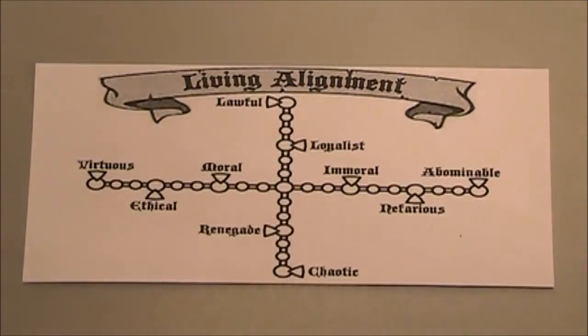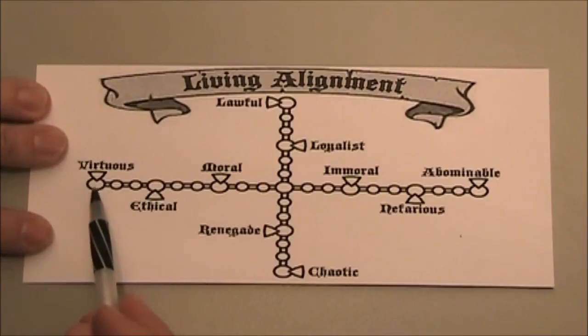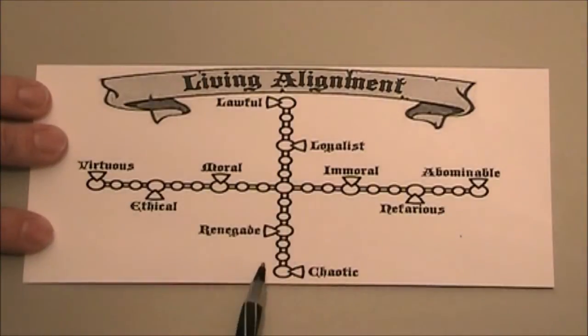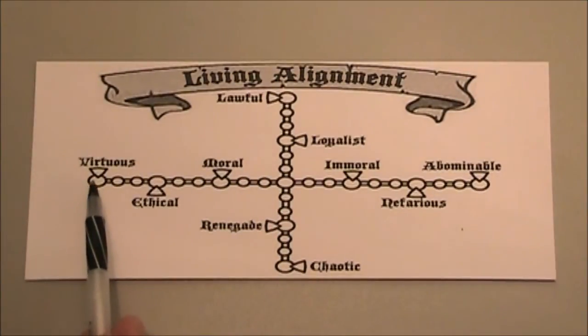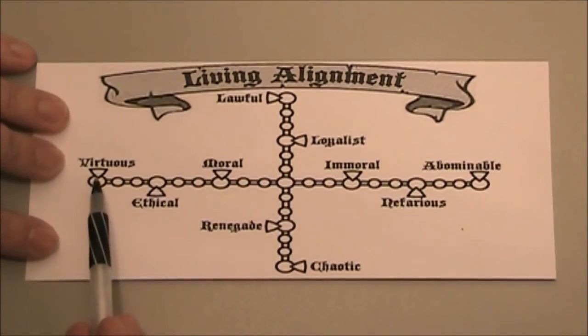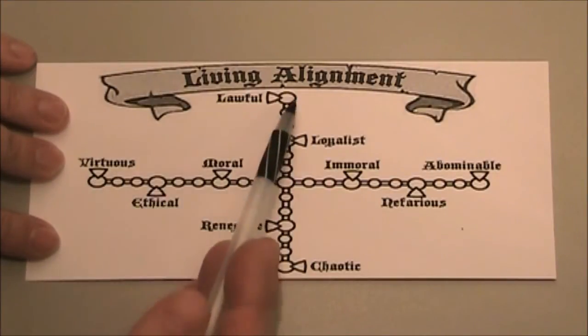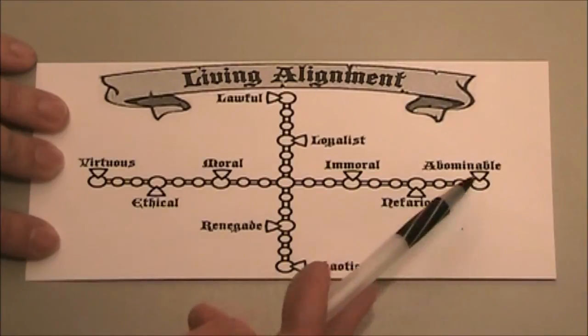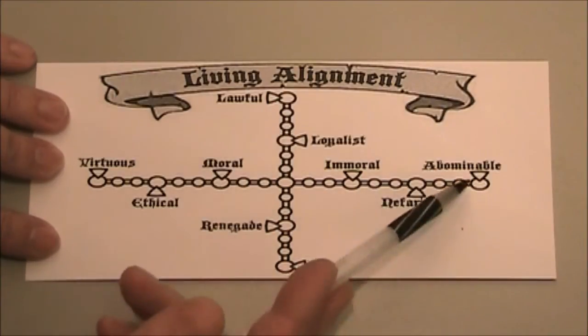So what I came up with was a mix of what Natural 20 did, and I kind of applied it to my own thinking process. So I'm calling this living alignment, and I've got a track. And Natural 20 had just a horizontal track. I've also got a vertical track. So in the center is neutral. And then on this end, I've changed some of the terms that he had. On this end, I have virtuous. So a paladin might strive to be virtuous or lawful virtuous, and if you're playing an evil campaign, they might strive to be abominable or chaotic or whatever, or lawful abominable.